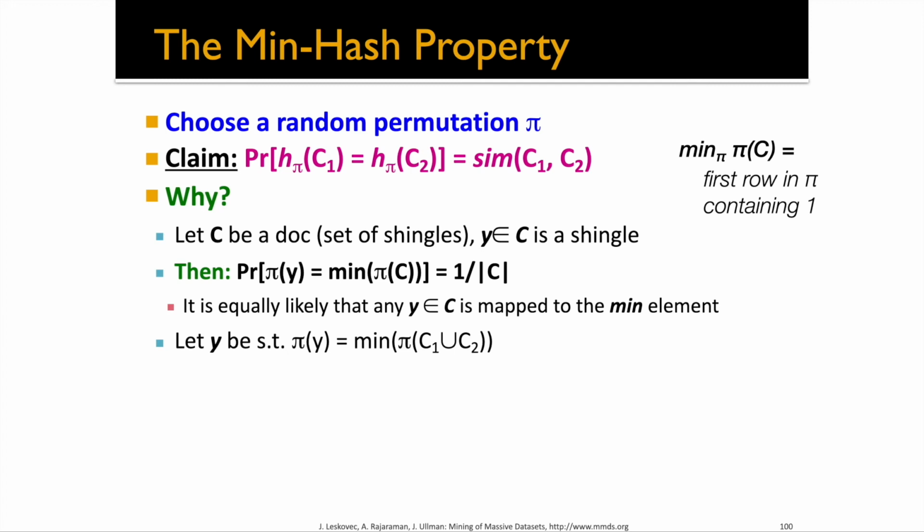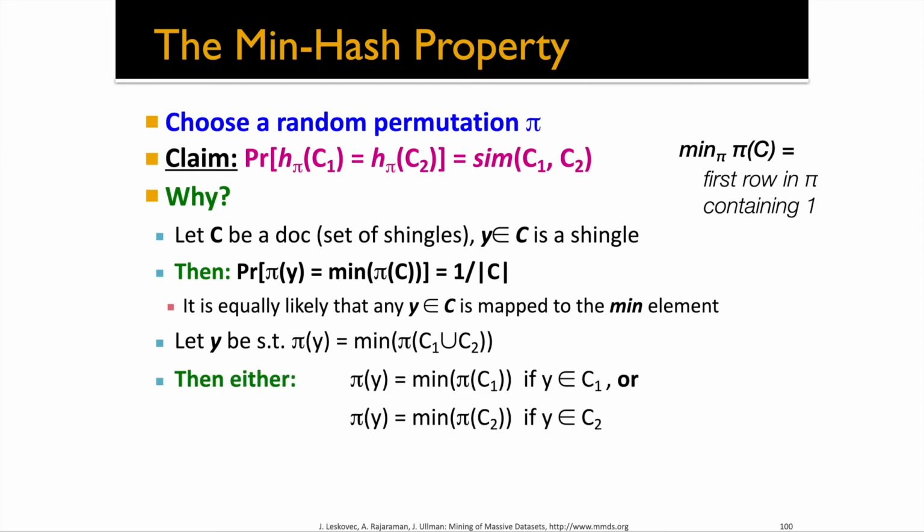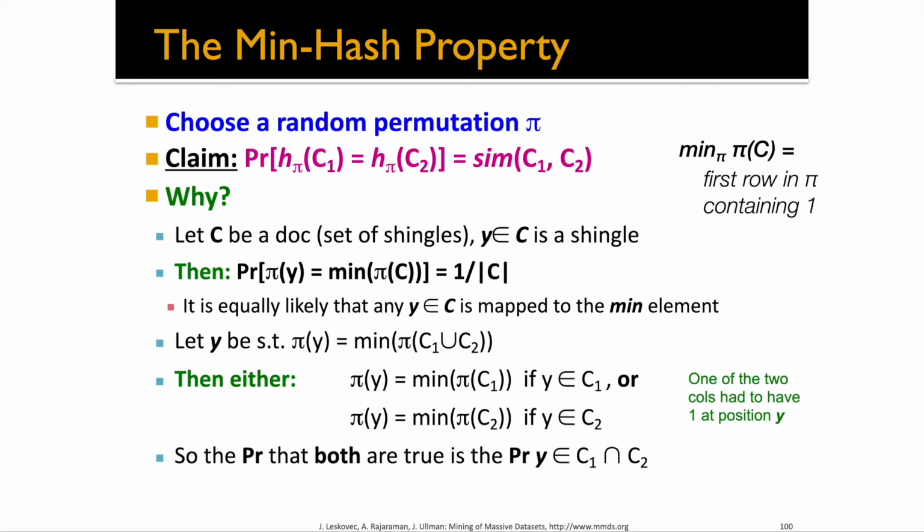But rather than the document column being a single document, we'll take the union of shingles in two documents, C1 and C2. That means one of two things has happened here. Either the 1 in this column comes from document 1, or the 1 in this column comes from document 2, because the only way we'd have a 1 in this column is if there was a 1 in one of those two documents. The probability that Y came from both C1 and C2 is equal to the probability that Y came from the intersection of these two documents.